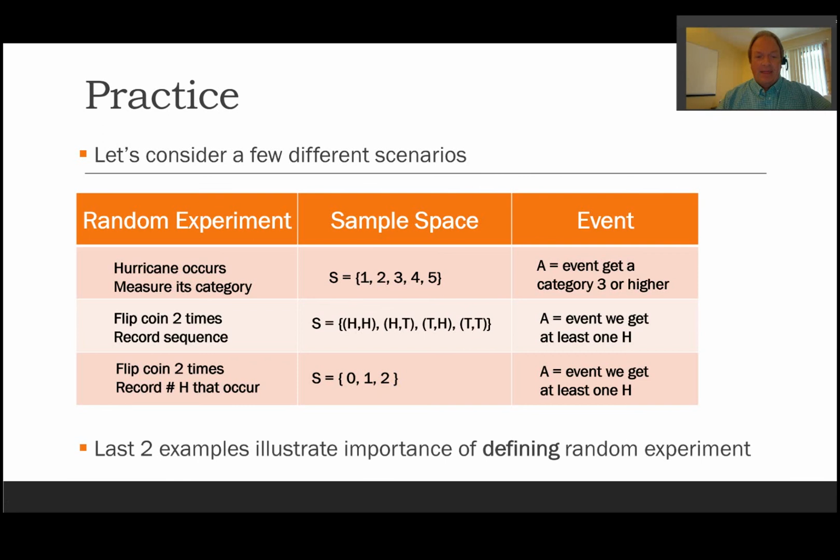All right. The interesting thing about these last 2 examples is it illustrates how important it is to define your random experiment well. Notice that the random experiment is not just what happens, it's also what you record. So in these last 2 examples, the same thing is happening. I'm flipping a coin twice. However, what I'm recording is different. In the second case here, I'm recording the sequence of faces that turned up. Whereas in this third example, I'm simply recording the number of heads. And so it's important to be aware of that.